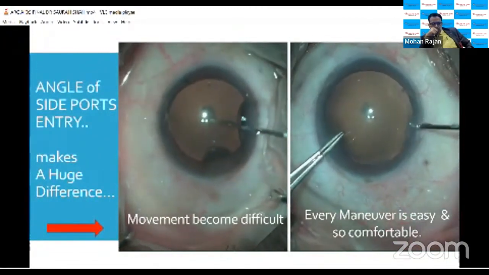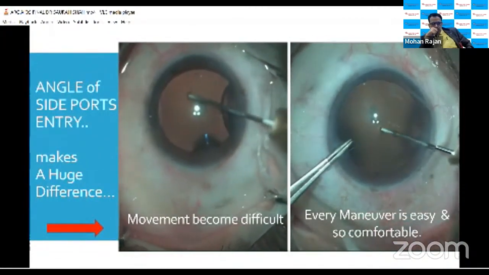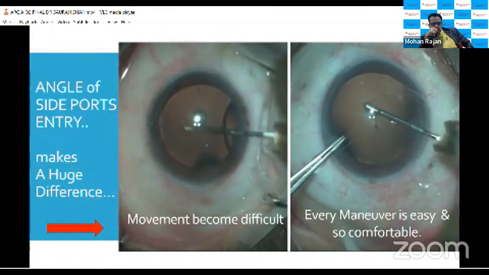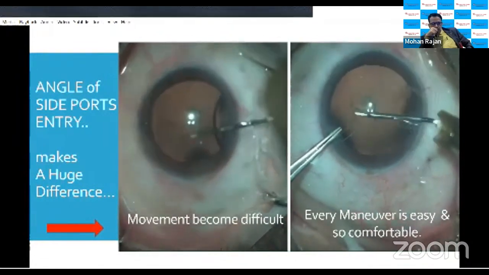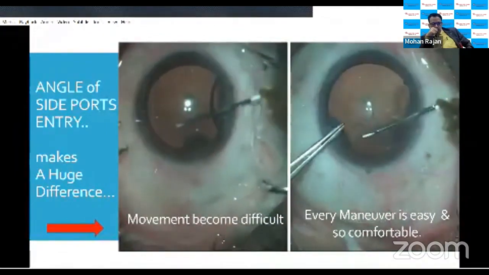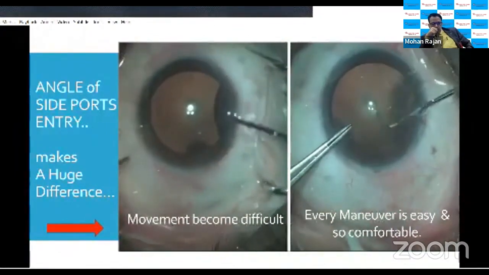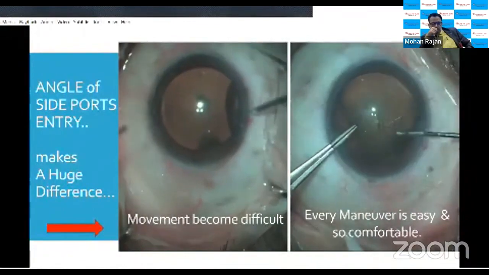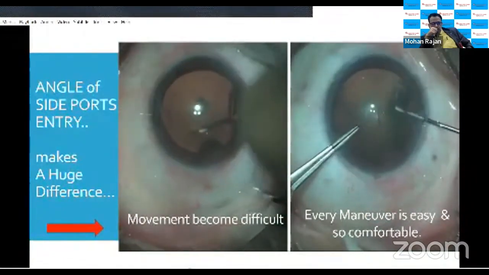Let's see side-by-side videos of two different angles of entry, and let me show you how changing an angle can make a huge difference in your surgery. In the right side video, you can see that I am facing difficulties creating the CCC, even my movements are restricted, and you can see the corneal distortion at the entry point. But in the left side video, with the new angle of entry, you can see every step is so easy to perform.